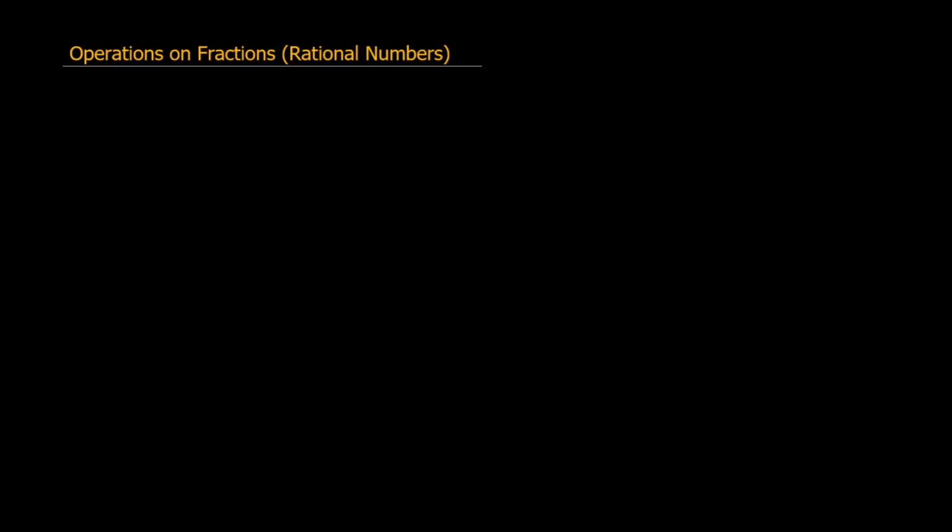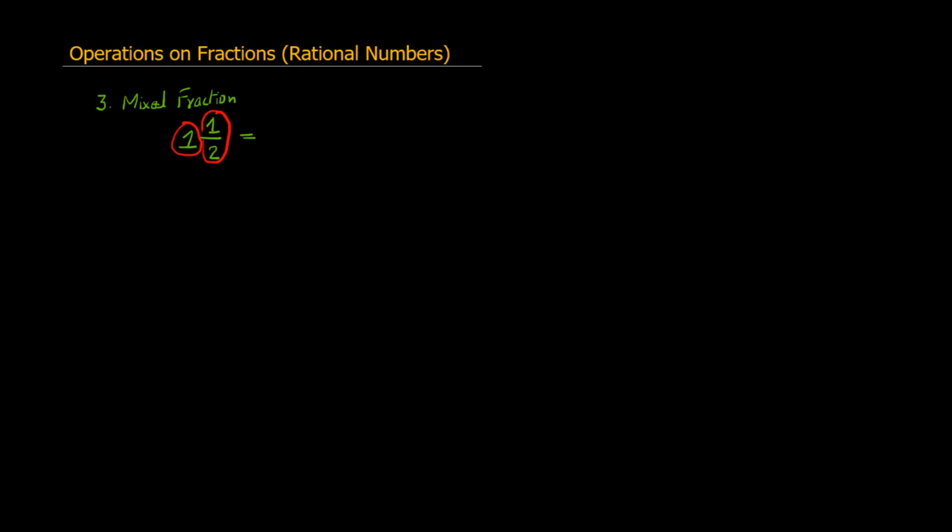So the third type of fraction is mixed fraction. Mixed fraction is a fraction where a whole number is combined with a fraction. For example, 1 1/2. So in this case, as you can see, we have a whole number and a fraction. So this is called mixed fraction.